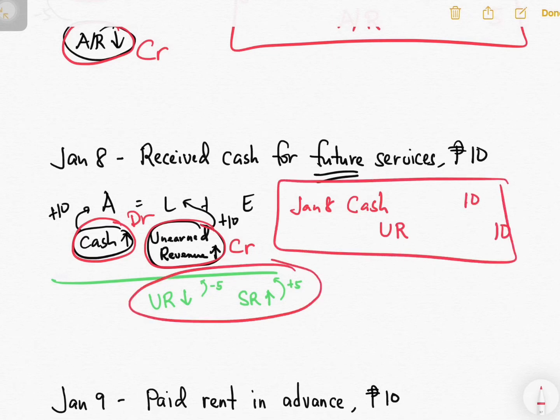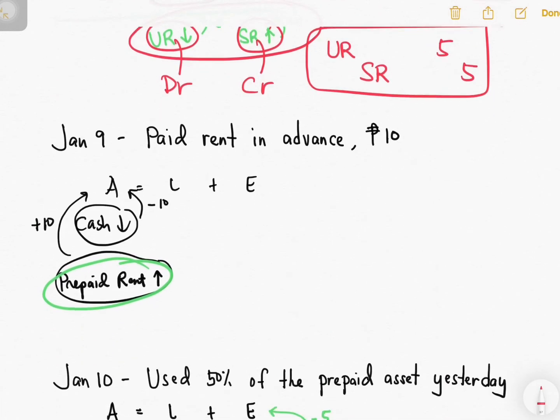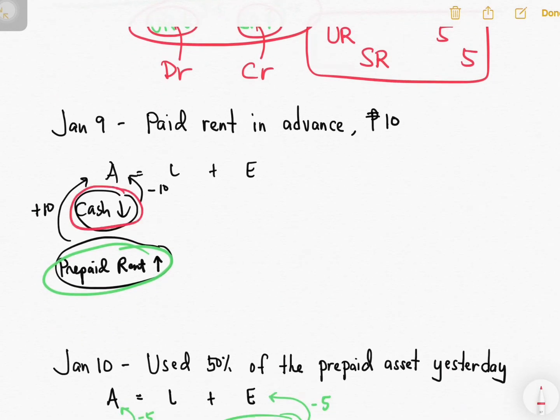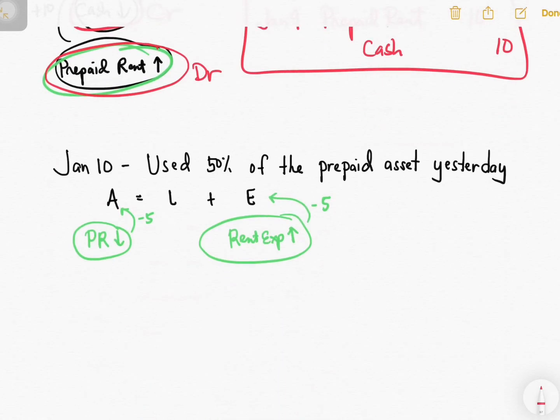How about this one? Let's try this one. Your unearned revenue decrease, so that's debit. Your revenue increase, so that's credit. So in the entry, this is debit unearned revenue, credit service revenue, 5. Okay? How about this one? Paid rent in advance. Decrease in cash. If asset decrease, that's credit. This is an asset, right? If it increase, debit. So your entry, January 9, debit prepaid rent, credit cash. How much is this? 10. That's it. Last.